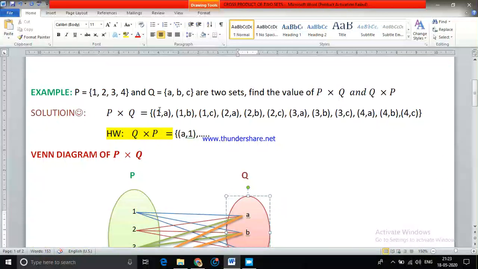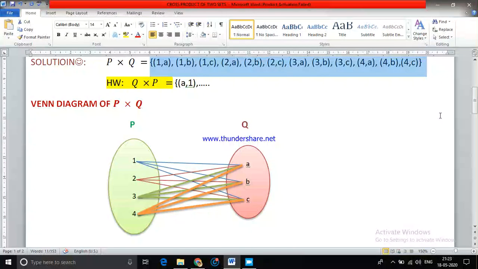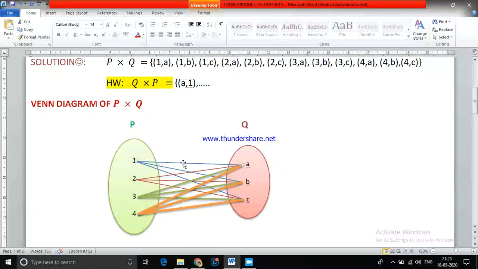Now this Cartesian product, if I express this expression, how do I represent it in diagrammatic form? Here 1A is there, so I draw a line from 1 to A. Then I have 1B, so I draw another line from 1 to B. I have 1C, so I draw one line from 1 to C. So this is called: 1 is mapped with A, 1 is mapped with B, 1 is mapped with C.